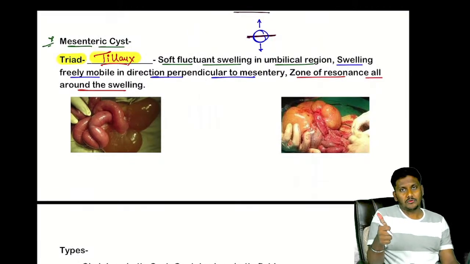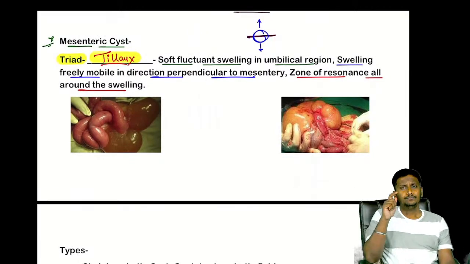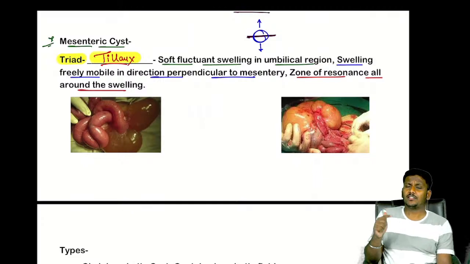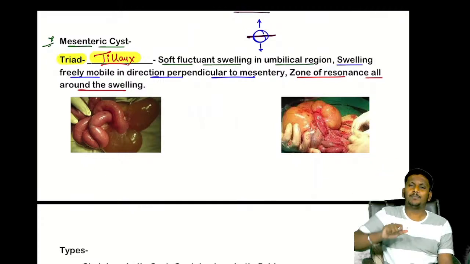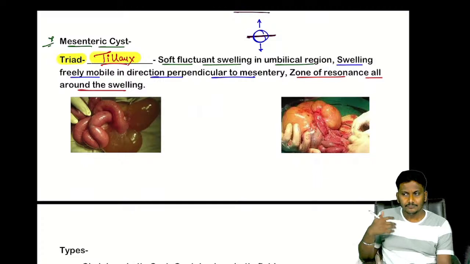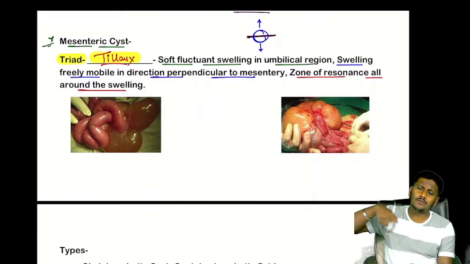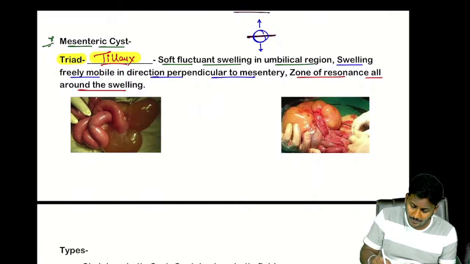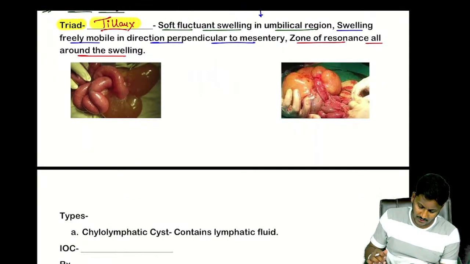Okay, soft fluctuant swelling in the umbilical region. On palpation, the swelling is freely mobile, and it is mobile in the perpendicular direction to the mesentery. Third important, zone of resonance all around the swelling. Now please remember, there are two types of mesenteric cyst basically.